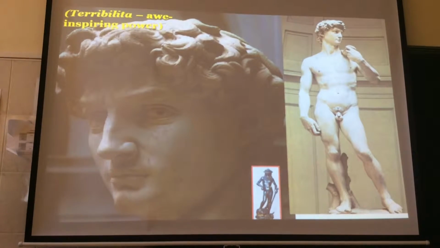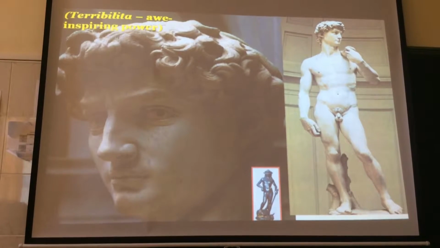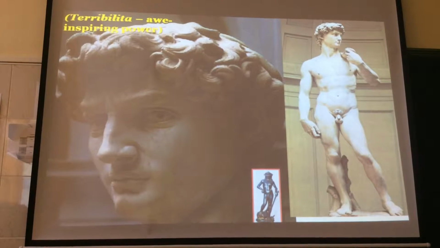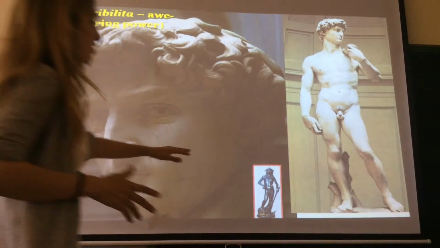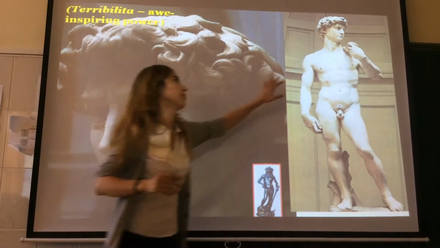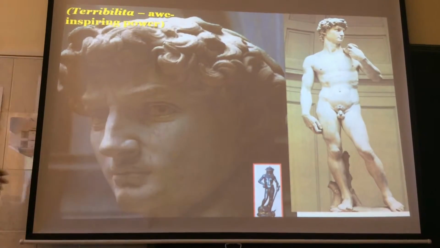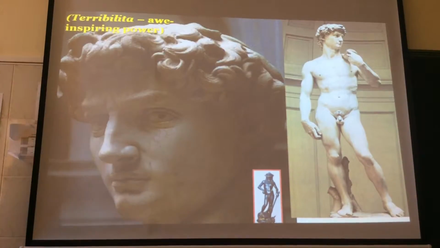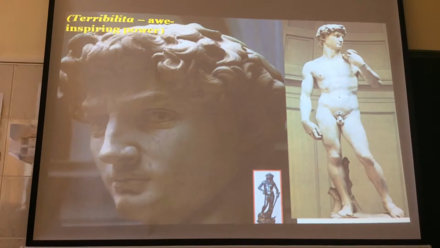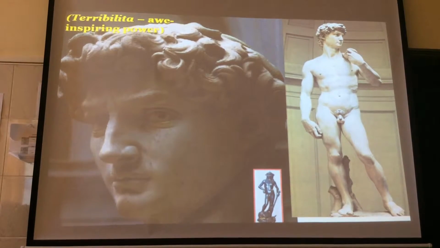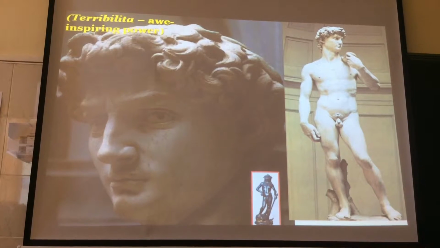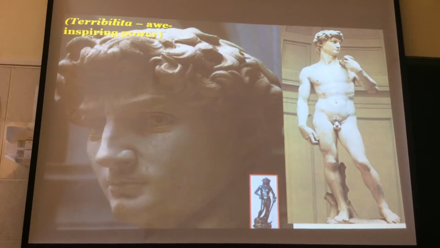Okay, here is the second David, right? This is Michelangelo's David. You need to keep them very, very straight. We have a small Donatello's David right next to Michelangelo's David. So here we also highlight one of the other Italian terms that we learned, called terribilita, which is awe-inspiring power.